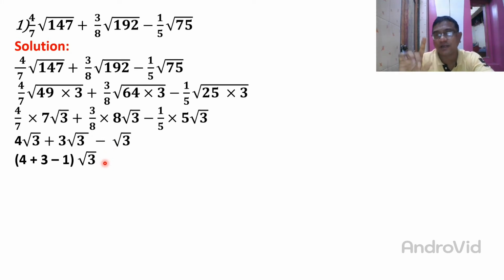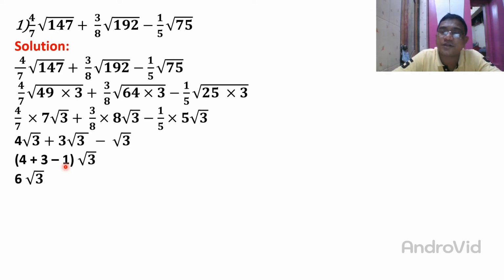So I write root 3 single times. Whatever be the coefficient of these, 4, so I write here 4. What is the root 3? Root 3 is the same common, so I write it single times. Then you can write in bracket the coefficients. What is the coefficient of this? 4. What is the coefficient of this? Plus 3. What is the coefficient of this? There is no number, which means 1. Minus 1 is the coefficient. 4 plus 3 is 7, 7 minus 1 is 6. 6 root 3 is the answer.